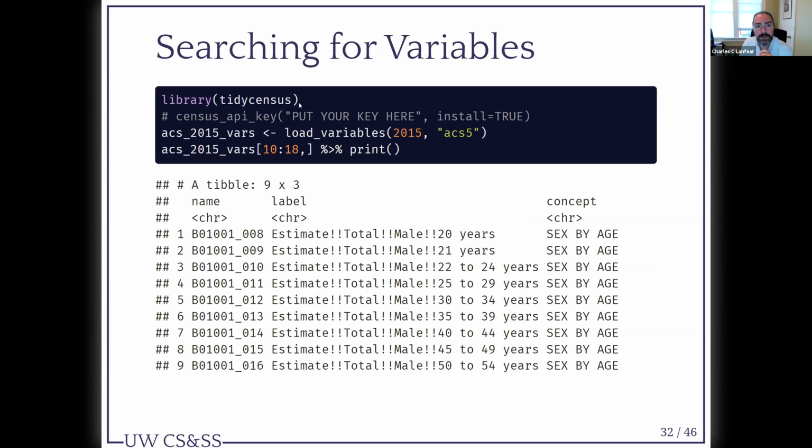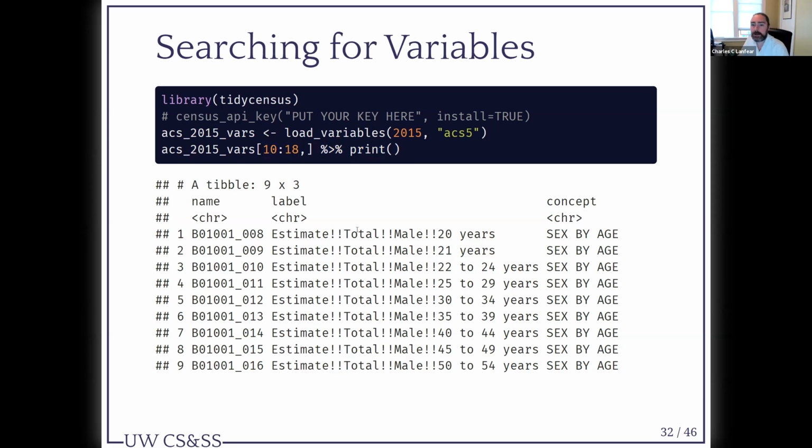Okay, so I say, let's load up the tidycensus package. The first time you run it, you would have to say census API key. You put your key here and install equals true, and then you never have to do it again. Now what I say here is, I want to look at all the variables in the 2015 end year ACS 5-year data set. So I say load variables, 2015, ACS 5. Then just as an example, I looked at the 10th through 18th row of this, so just 9 rows here. I print it to console.